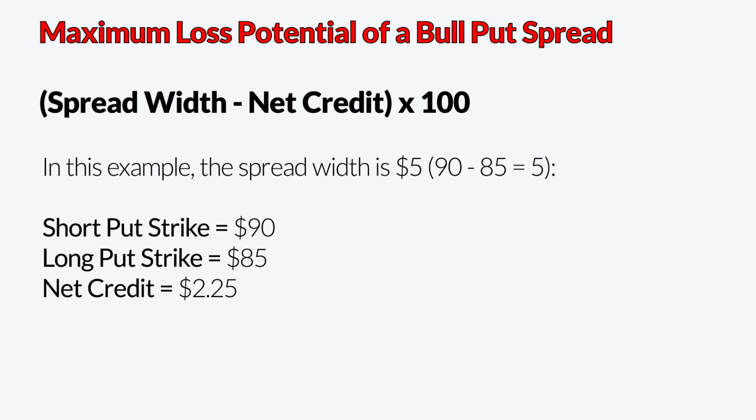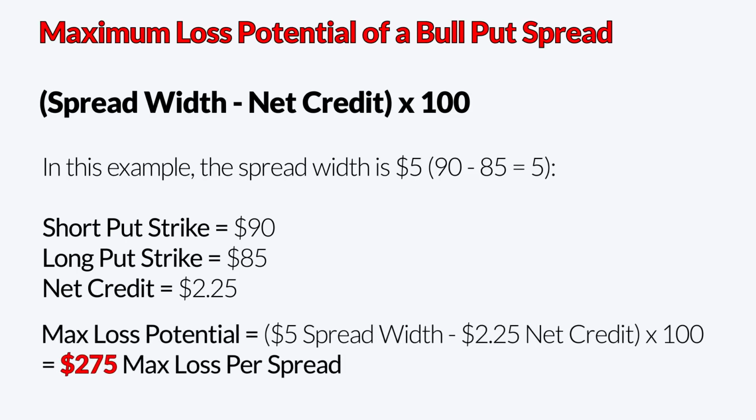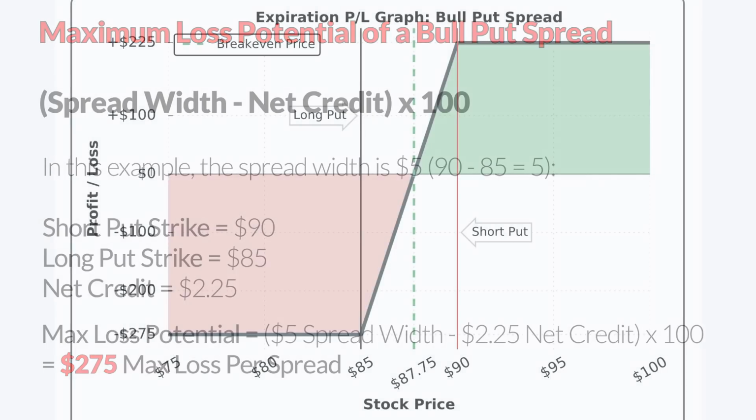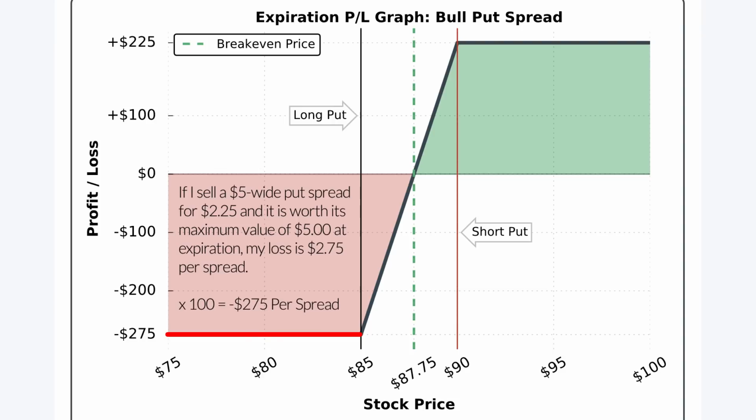Since I collected $2.25 for selling the put spread, the most the spread can move against me before hitting its maximum value, or the width of the strikes, is $2.75. If I sell a spread for $2.25 and it increases to $5, that represents a $2.75 increase against me, and if I multiply that by the option contract multiplier of 100, I get a maximum loss potential of $275 per put spread that I sell.